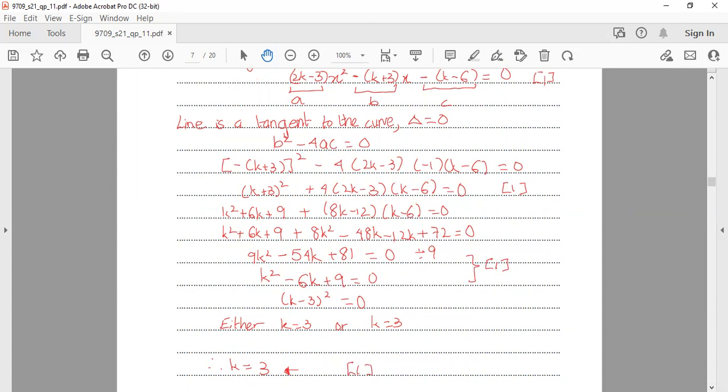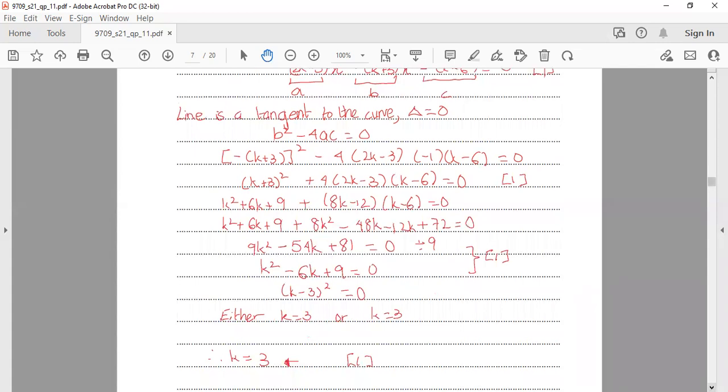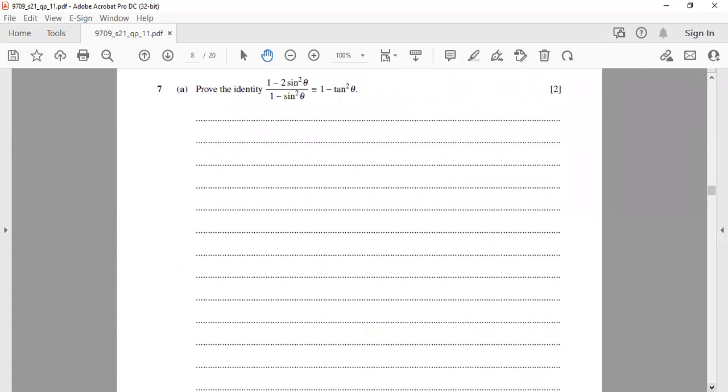Good. So let's have a look at the next question. Question number 7. You have to prove the identity, that the left-hand side is equal to the right-hand side. For this question, you can choose to start either with the left-hand side or with the right-hand side. Let me choose the left-hand side. So let's start with the left-hand side.